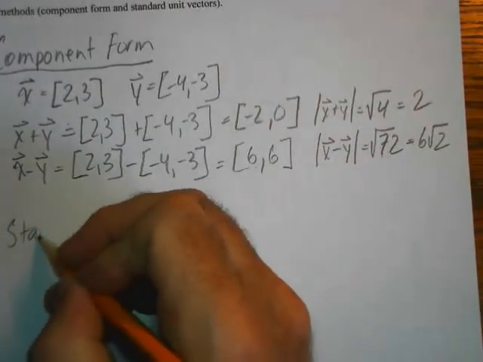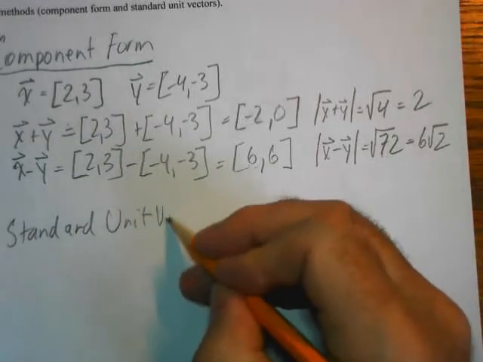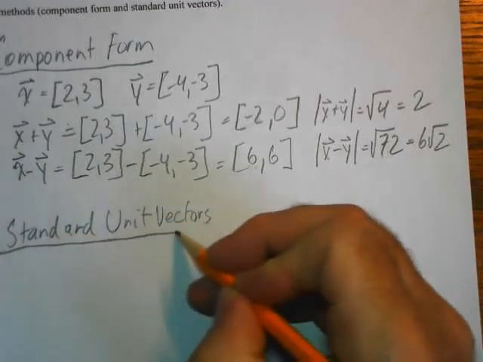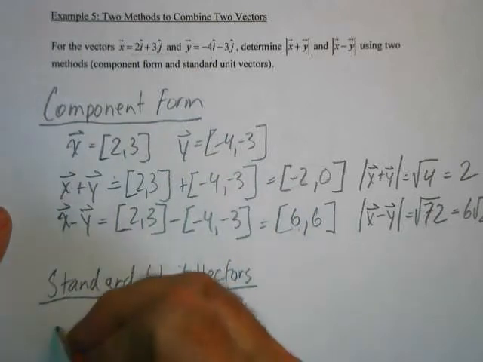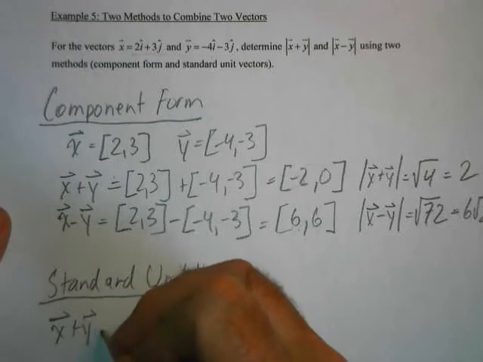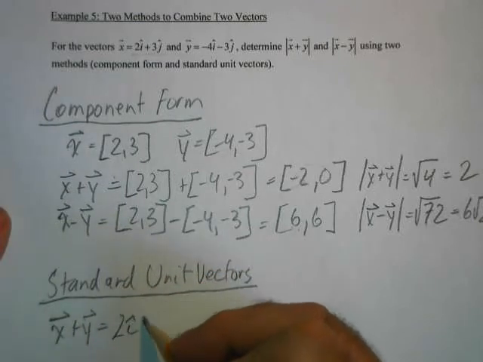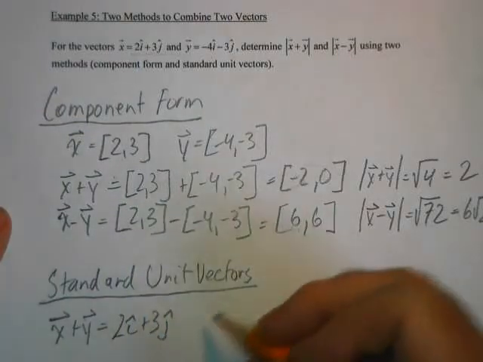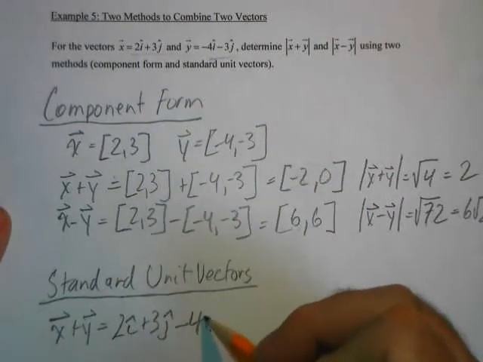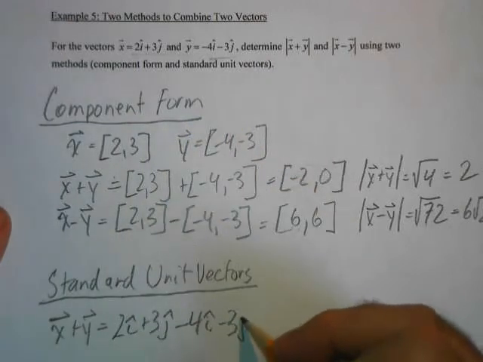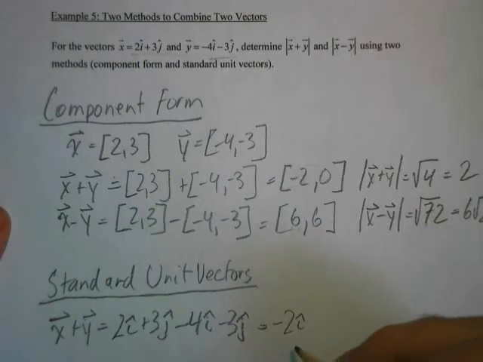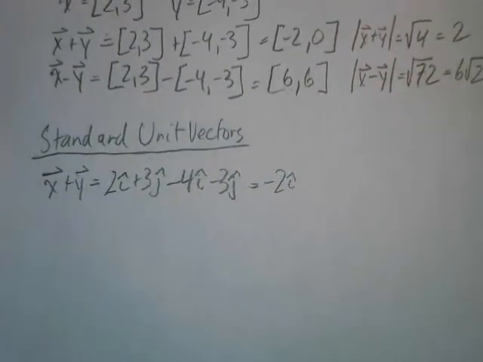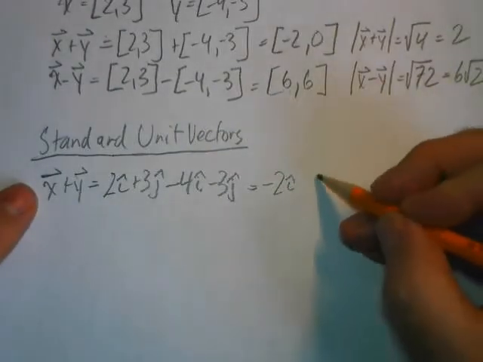With standard unit vectors, using the i's and the j's. Okay, so I've already got them written in terms of standard unit vectors. I don't have to convert them. So if I just write this out, I've got x plus y is equal to 2i hat plus 3j hat. And I'm adding those components as well, minus 4i hat minus 3j hat. So if I simplify those, I could combine the i hats and j hats. I've got -2i hat, and the 3j hat, -3j hat cancel each other out. So I'm just left with -2i hat as my result.